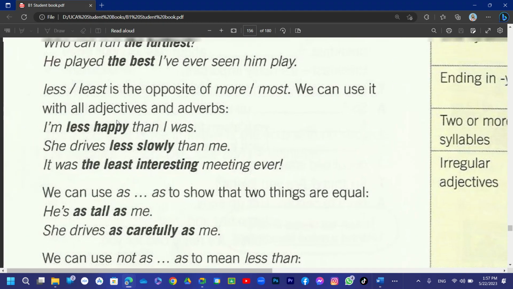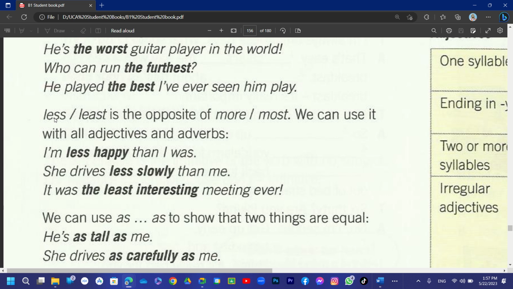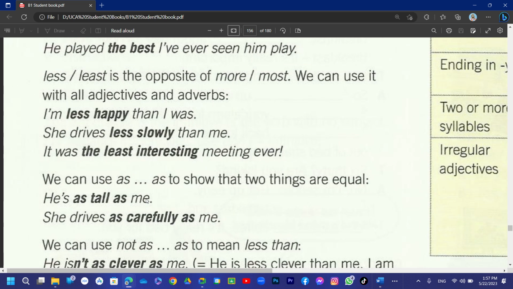So this one, for example, is like less and least, which is like less is the opposite of more, and least is the opposite of most, okay? We can use it with all adjectives and all adverbs. For example, I'm less happy than I was. It's like, you're not saying that you're sad, but you're not actually saying that you're very happy as well. So it's kind of like lower than the happy. I'm less happy. The other one is like she drives less slowly instead of more slowly, right? And it was the least interesting meeting ever. It means like that is the lowest you can go, okay, in the interesting department, let's say.